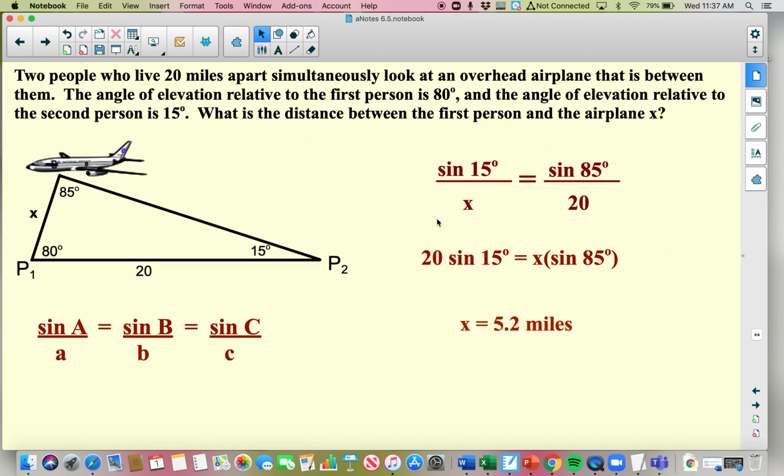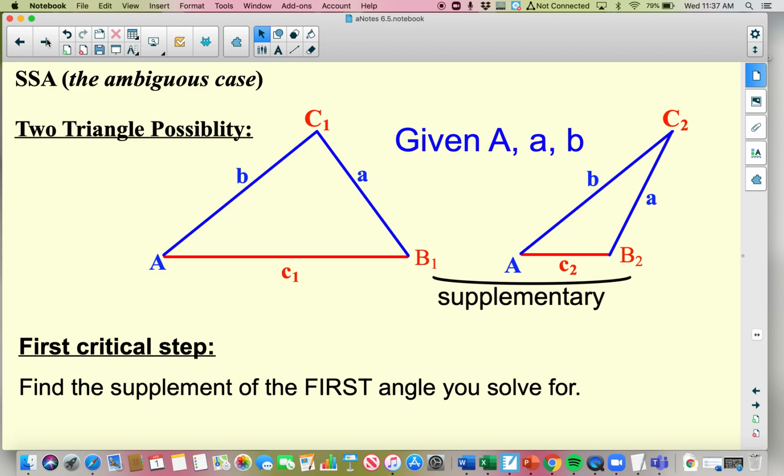Okay, so that's a basic application of law of sines, a non-right triangle. But again, you can use law of sines for a right triangle as well. All right, I'm going to get into the ambiguous case because this one's a little more challenging. And for the ambiguous case, I try to give you a visual.